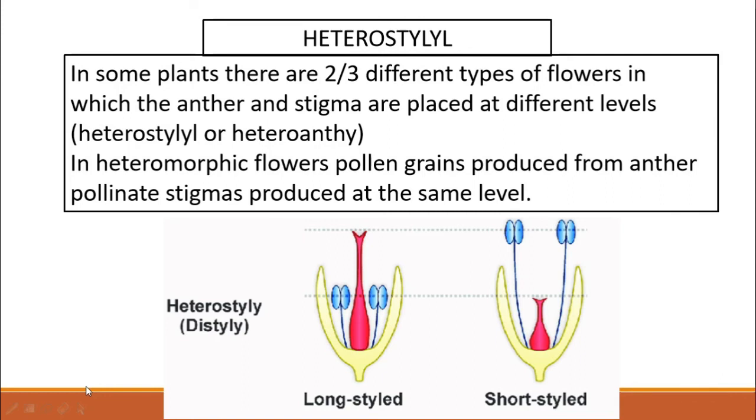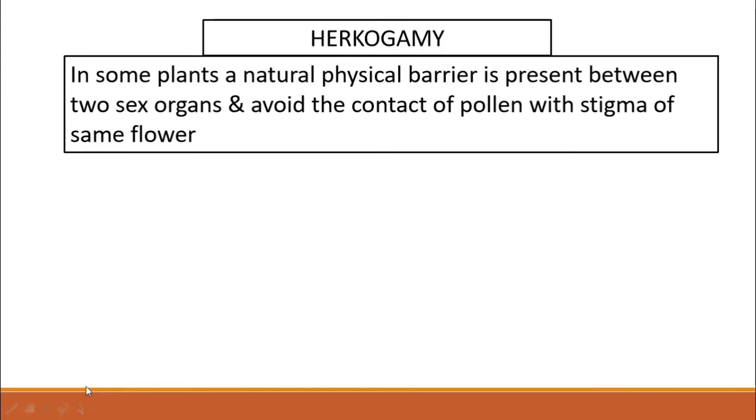The fifth type is hercogamy. What is hercogamy? In some plants, there is a natural physical barrier present between the two sex organs. Even if the flower is bisexual, there is a physical barrier present between the androecium and the gynoecium that would avoid the contact of pollen grain with the stigma of the same flower.